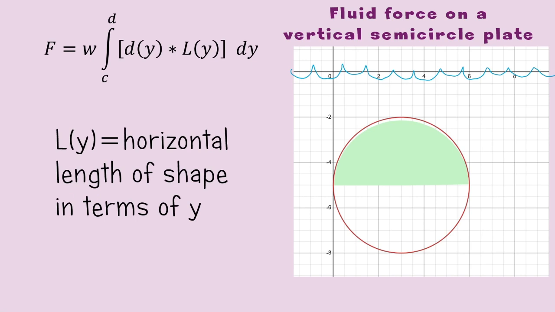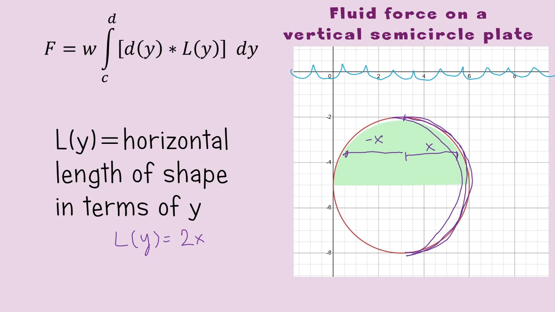L of y is the horizontal length of the shape in terms of y. A semicircle on a graph is split by its left and right side, so you have to double the equation to get the top of the semicircle. And the integral will not capture the bottom of the semicircle.